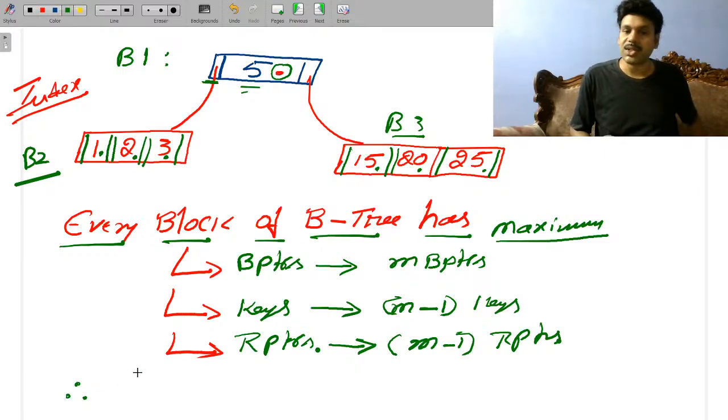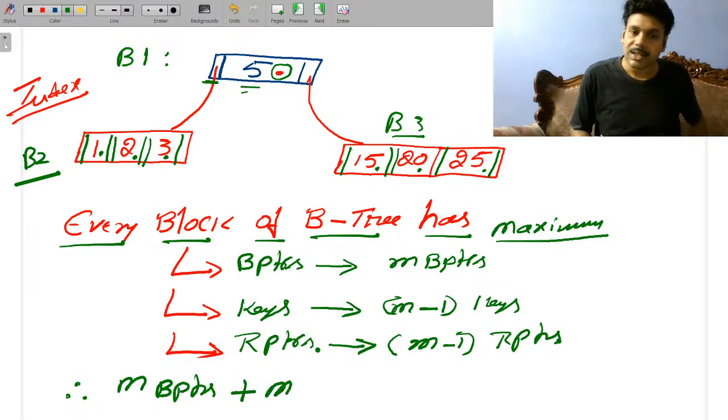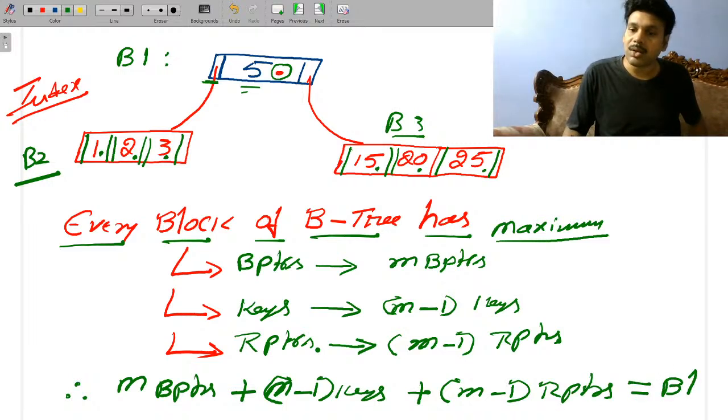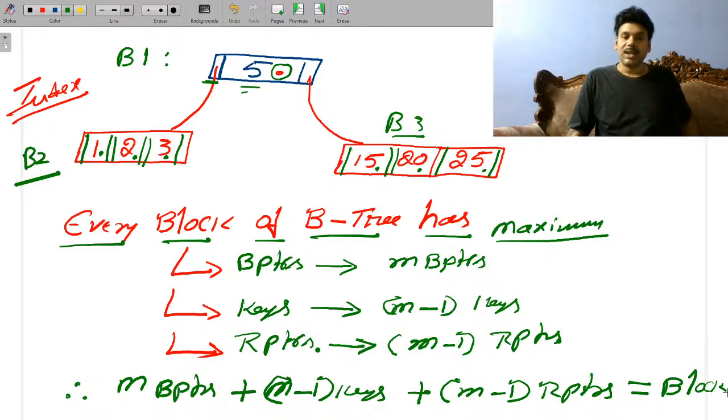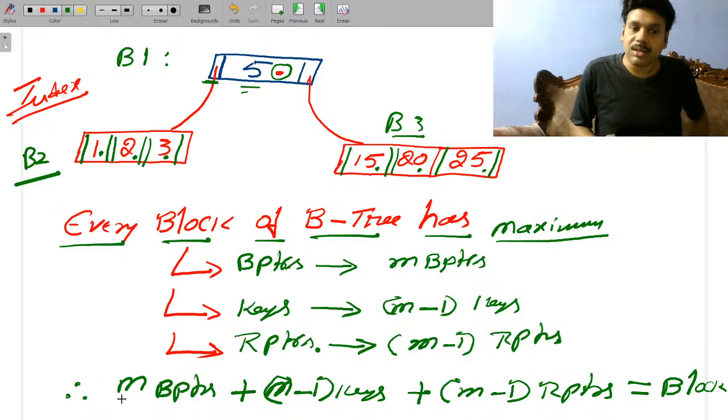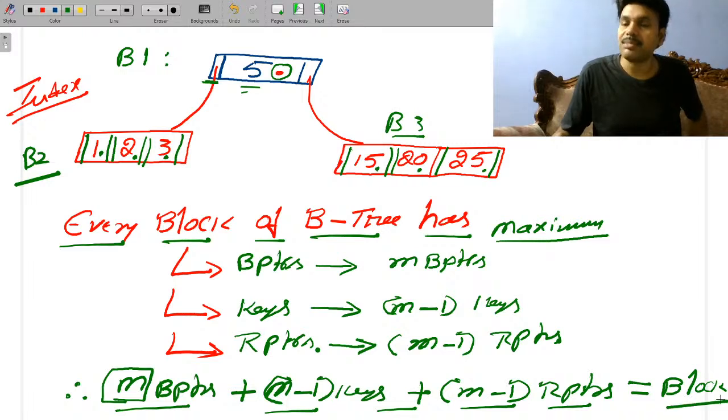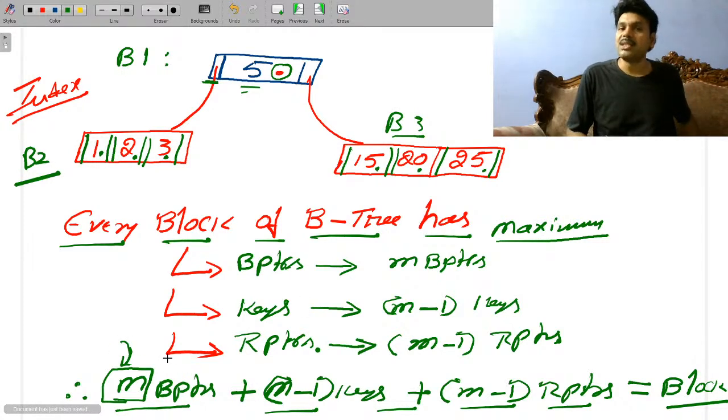Therefore, what is your structure? M block pointers, plus m minus 1 keys, maximum I am talking, plus m minus 1 record pointers, all are placed in a block only. This is the formula. This is the formula regarding what? M value. Using that, I can find the order M. M is nothing but how many record pointers you can have in your block. So that is the equation of your B tree. Please remember, very easy to solve.